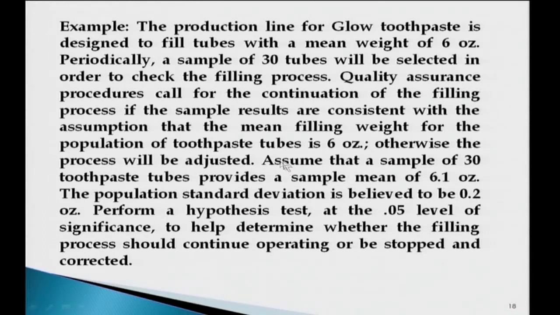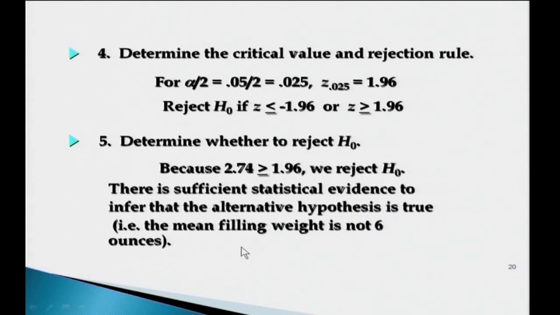He will continue the process if it is 6 ounce, otherwise the process will be adjusted. So, it is saying it is not 6 ounce, it is different from 6 ounce. Therefore, the final answer you will write is that the operations be stopped and adjusted for corrections and then maybe repeated later, right. In this way you can handle such a situation and answer accordingly.